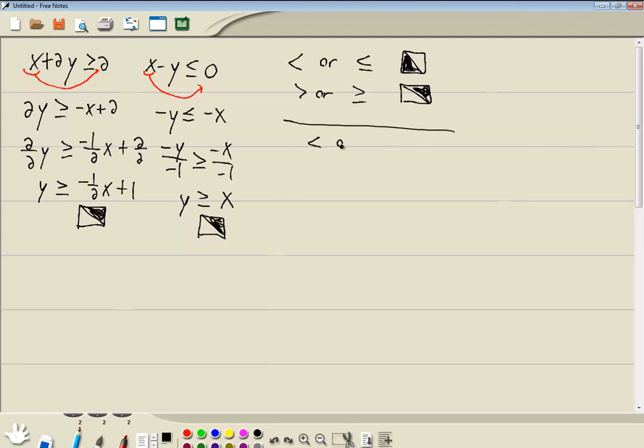Now if you got less than or greater than, you're going to have a dotted line. If you have a less than or equal to or a greater than or equal to, you'll have a solid line. Both of these are greater than or equal to, so both of these will be solid. Okay, so we got y by itself on the left side. Let's go put these in our calculator.